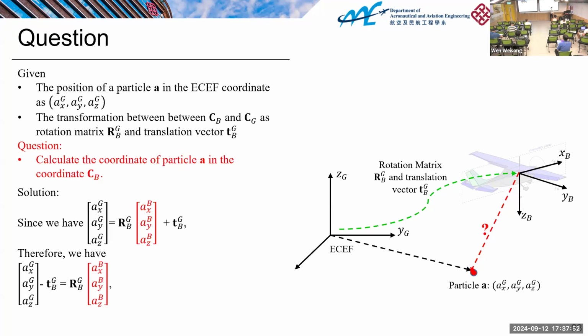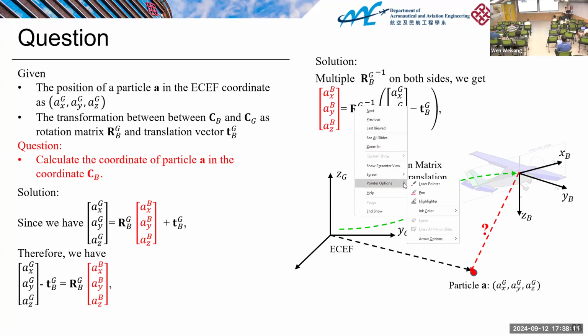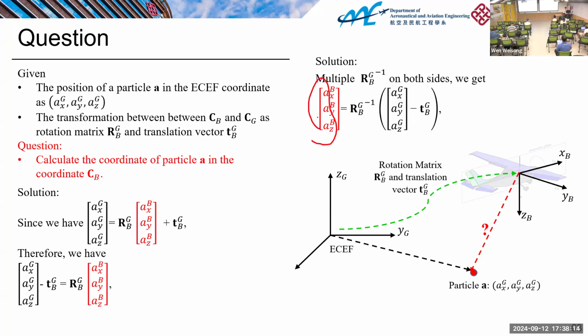So then you can do the inverse. For example, if you move this part to the left side, you get the equations, right? So you can multiply the inverse of this matrix to both sides. You can eliminate this one, right? So finally, you can get these equations. So this is the cross transformation, transformation from one coordinate system to another, based on this rotation matrix and the translation vector.